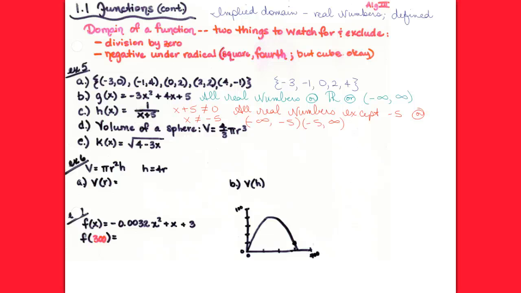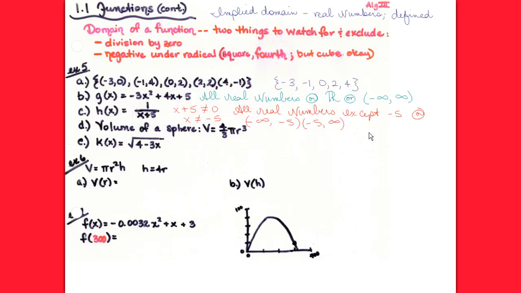Or if they wanted interval notation, we would say, okay, we start at negative infinity and we go till we get to -5. And then we have to pick up and jump over the -5, and then we can resume on the other side and go to positive infinity. So all real numbers except for -5, or there's our interval notation for it as well.